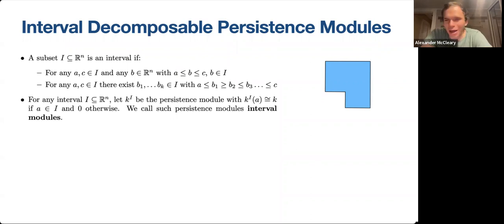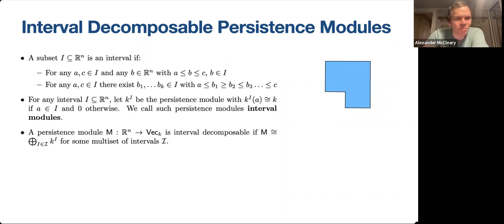Okay, and now that we have intervals defined, we can define interval persistence modules in much the same way that we defined interval persistence modules for one parameter persistence. Right, so these are just going to be persistence modules that are K on our interval and 0 everywhere else, with all of the maps in between copies of K as the identity. So if we look at this interval on the right here, this blue boxy thing, the interval persistence module for this would just be K if we're in this blue part and 0 everywhere else, with all the maps between K being identity maps.